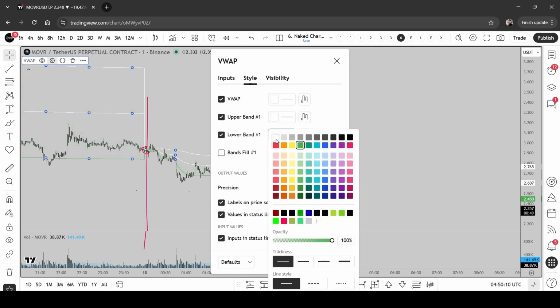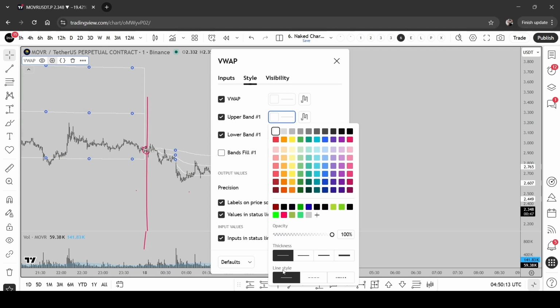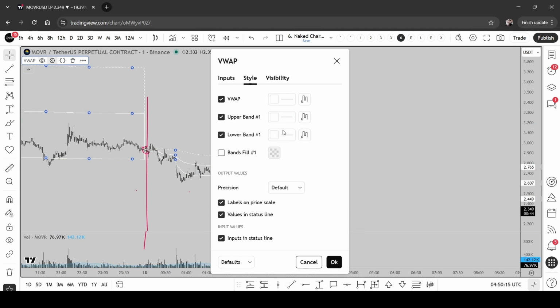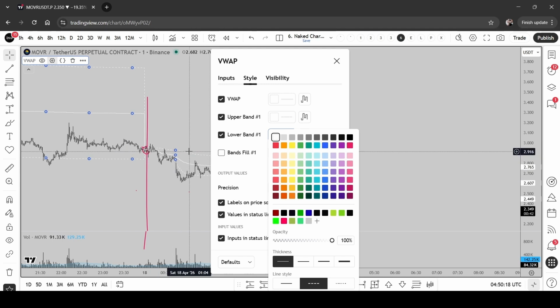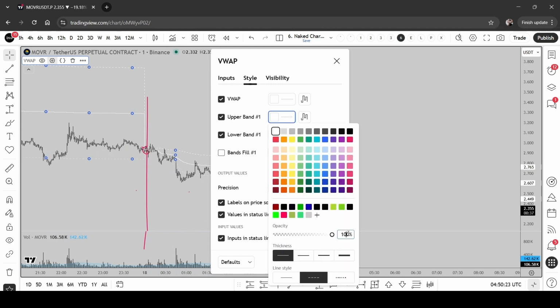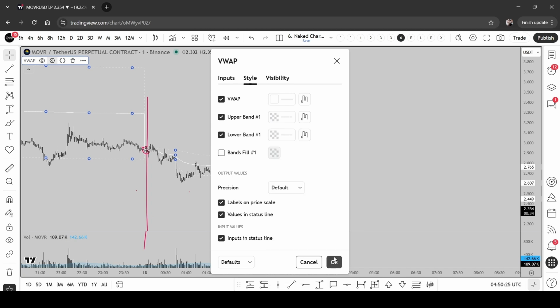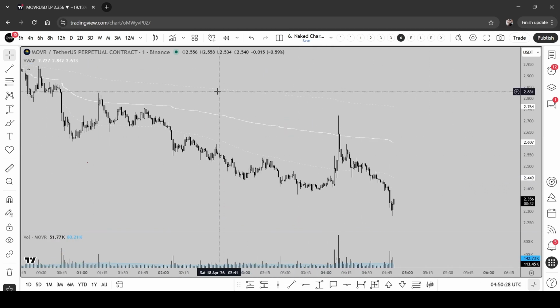Now, with the bands, I like setting the line style to the dash, so it's just a little bit not as obvious on the chart. It's more subtle. And I'll also bring the transparency down, or the opacity down to 50%. So my VWAP generally will look something like this.